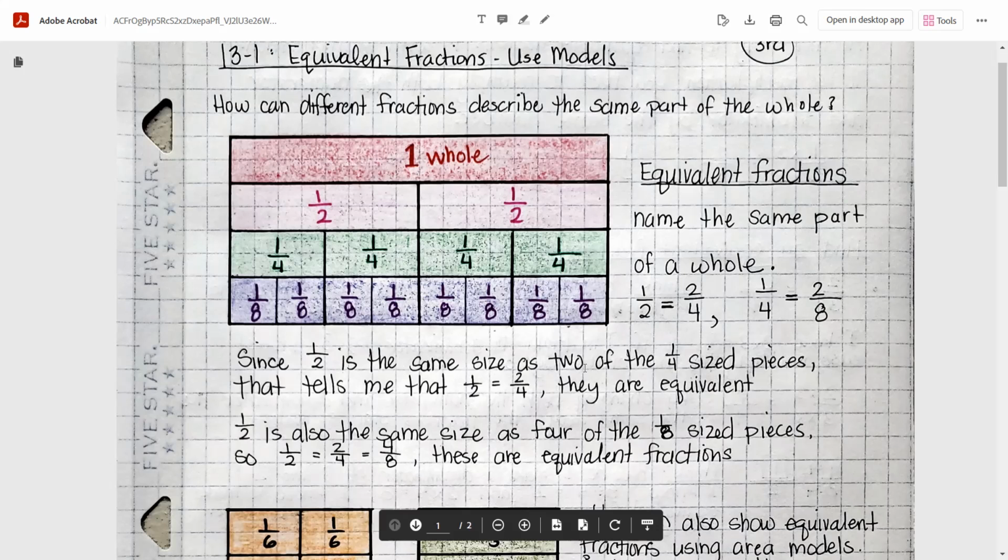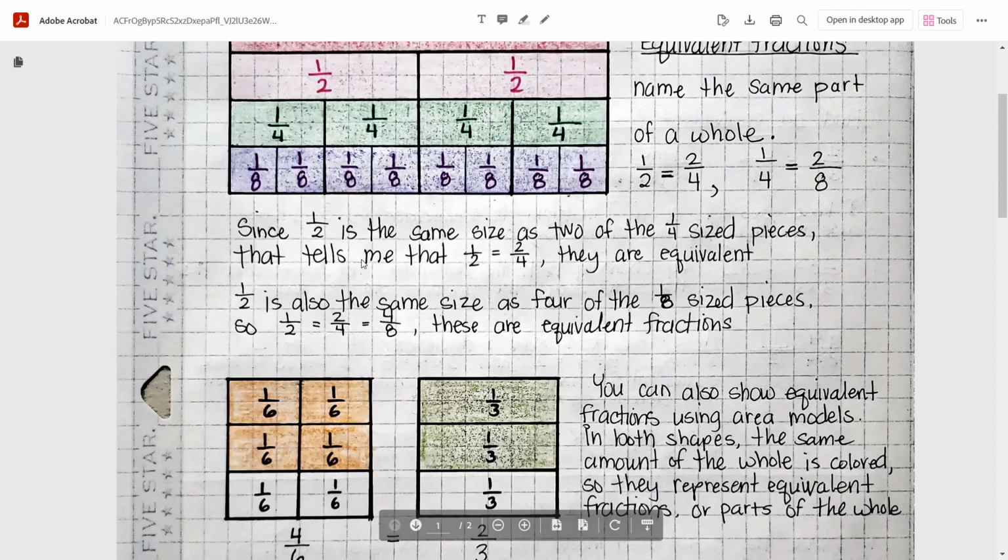Since 1/2 is the same size as 2 of my 1/4 size pieces, that tells me that 1/2 is equal to 2/4. That means they are equivalent. They take up the same amount of space out of the whole. Now 1/2 is also the same size as 4 of my 1/8 size pieces. You can see that they line up over here. So 1/2 is equal to 2/4, and that's equal to 4/8. All of these sections take up the same amount of space out of the whole. They're just cut into smaller sized pieces.